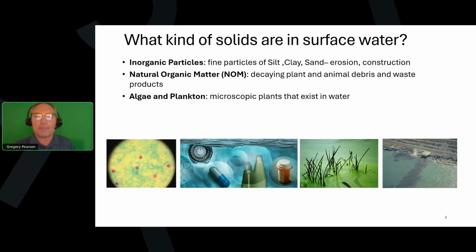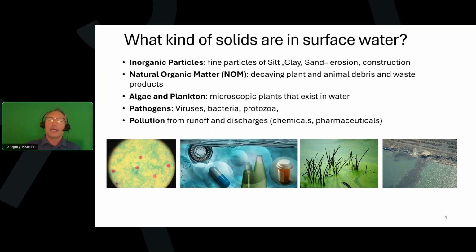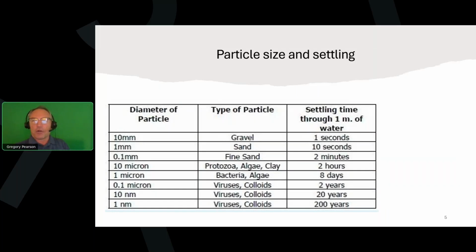There can be small pieces of algae and plankton in the water. And there can be different types of pathogens in the 3 main groups: viruses, bacteria, and protozoa. And finally, there can be different types of pollution, like chemicals like PFAS and pharmaceuticals and personal care products that are in water. So there's a variety of new treatment methods that are being developed to try to remove some of those types of particles.